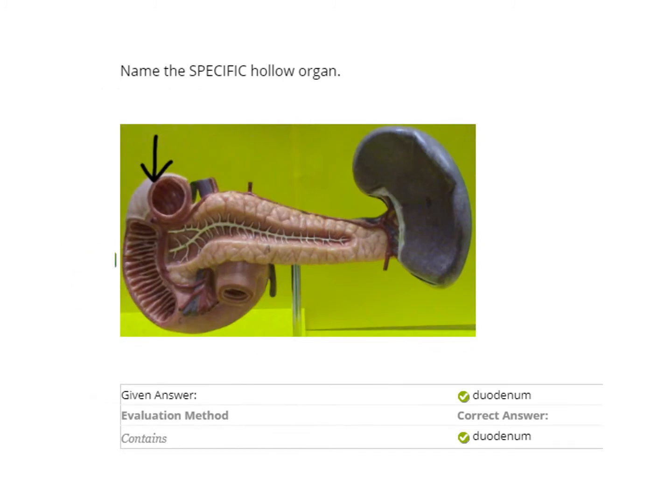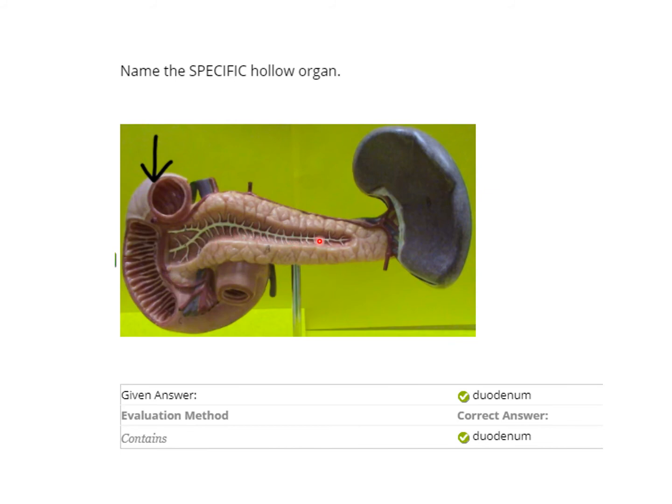In this question, I asked you to name the specific hollow organ, and I pointed here. This is the duodenum. It is the first segment of the small intestine. Small intestine was not a sufficient answer, as I asked for a specific hollow organ. You know this is a duodenum because it loops around the head of the pancreas.